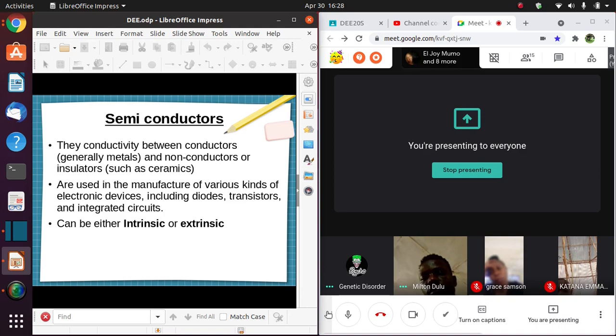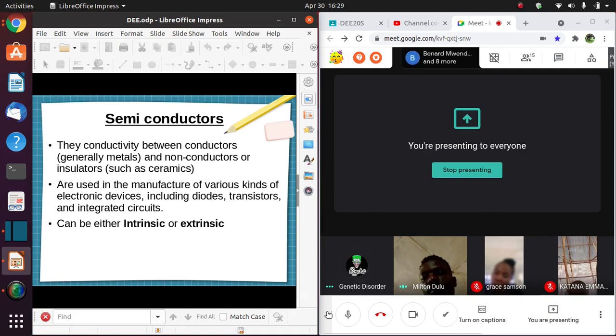For intrinsic, the pure semiconductors, their conductivity and their insulation properties is usually purely dependent on temperature. Yeah? So when I increase the temperature, the conductivity increases. When I reduce the temperature, then the conductivity reduces. At 0 Kelvin, not degrees Celsius, 0 Kelvin, a pure semiconductor becomes a perfect insulator. So when I increase temperature, then the conductivity will also increase.